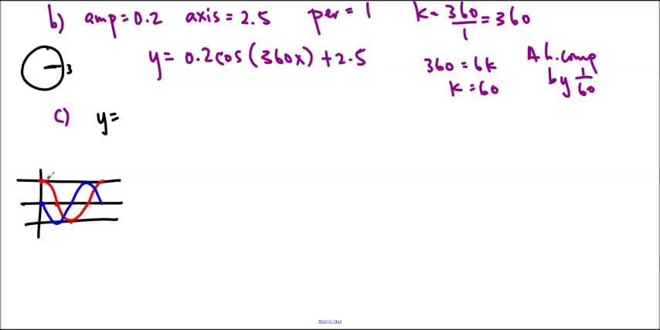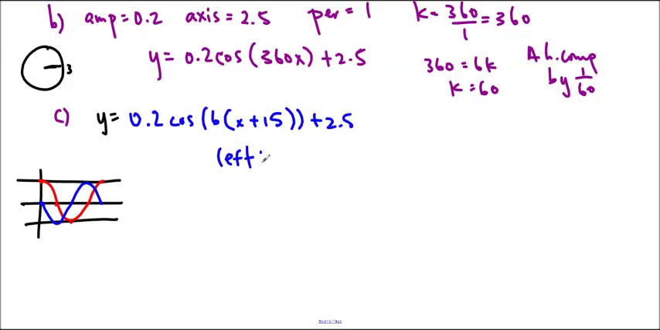Okay, so what did we do to this equation to make it look like this? Well, we moved it to the left by 15. So my equation is going to be 0.2 cos 6(x plus 15), I'm moving to the left, plus 2.5, and the transformation was left 15. Okay, 15 minutes because at the 3, that's 15 minutes away from the top, and that's the answer.